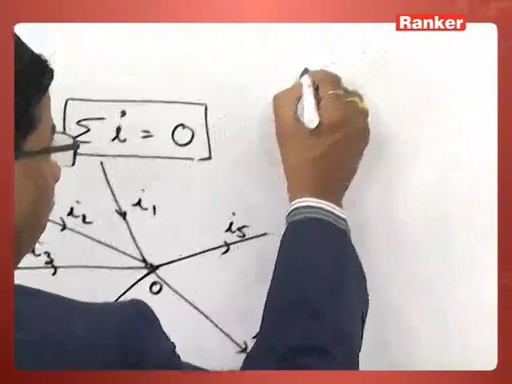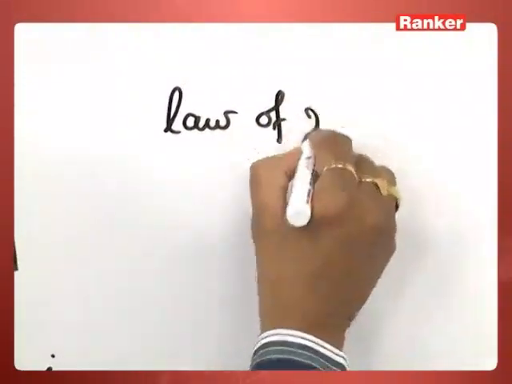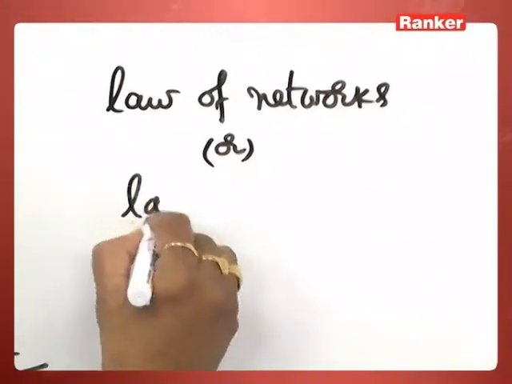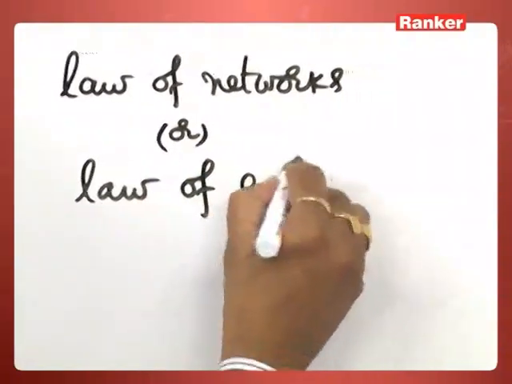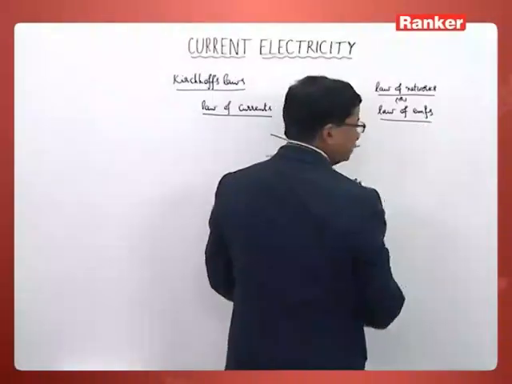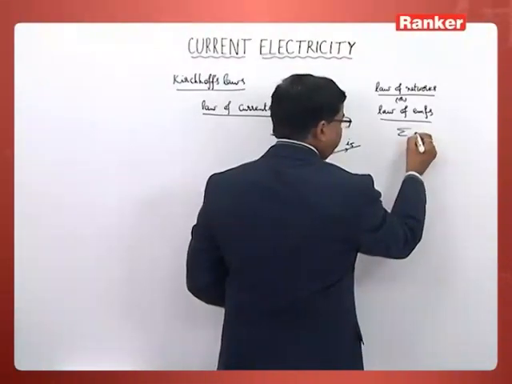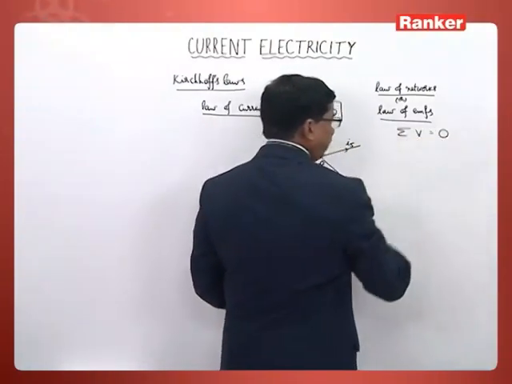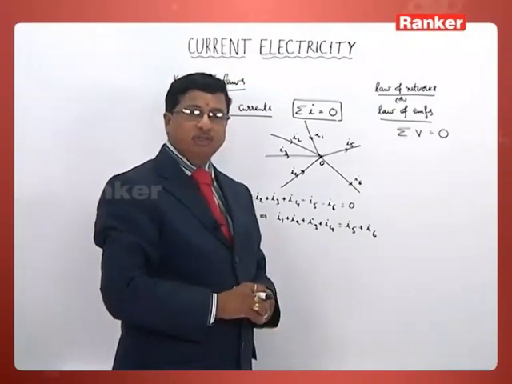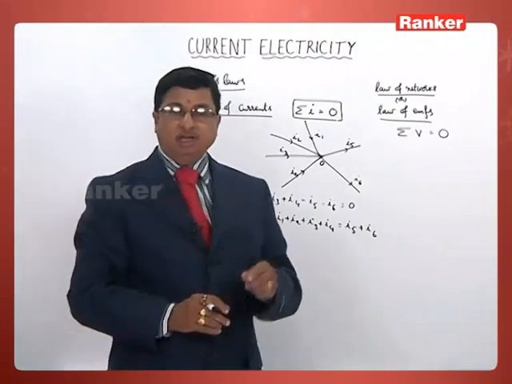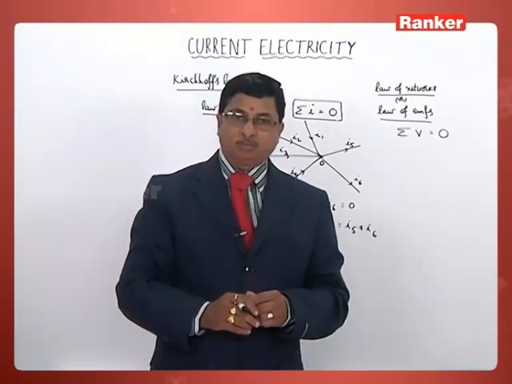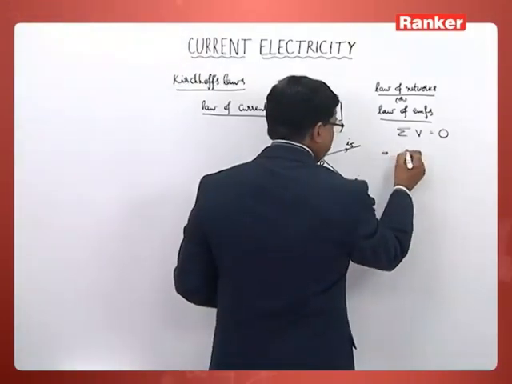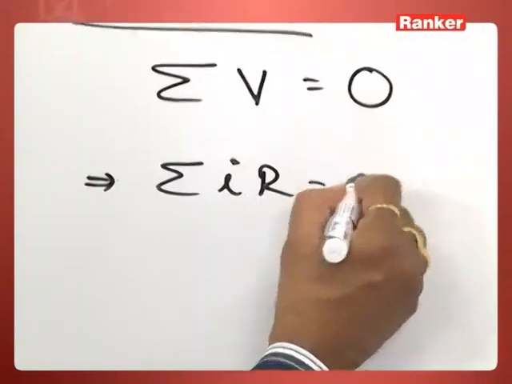Now come to the second one, that is law of networks, we can call it. In other words, you can even call the same law of EMFs. What is this statement once again? The algebraic sum of EMFs across a closed electrical network must be 0. In other words, you can write the same equation as sigma IR is equal to 0.